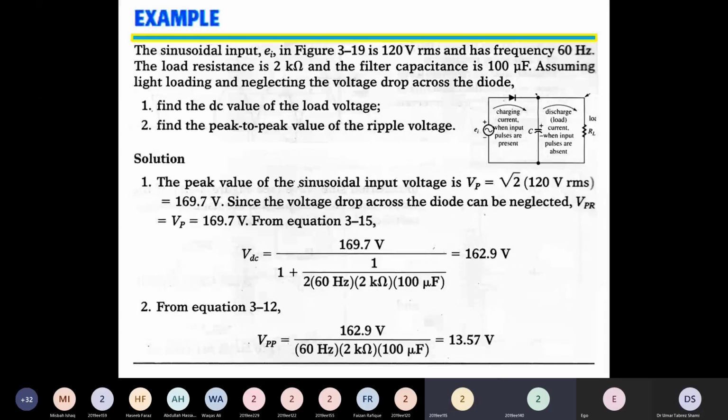Suppose if there is a sine wave and its higher peak value is 5, but the lower peak value is say -2. So then this formula will be applicable.